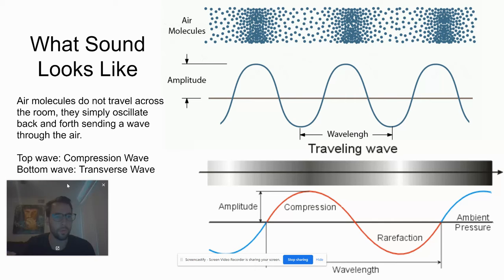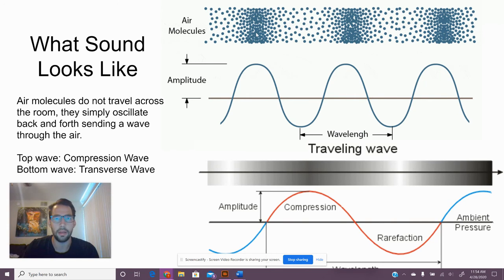So first off, let's talk about what sound waves look like. At the top here, we can see that we have air molecules. Whenever a sound is made when you speak, you are vibrating the air molecules so that they oscillate back and forth. When they do that, there are areas of low pressure, with fewer air molecules, and areas of high pressure, where a lot of air molecules are all bunched up. And that wave is going to travel in this direction.